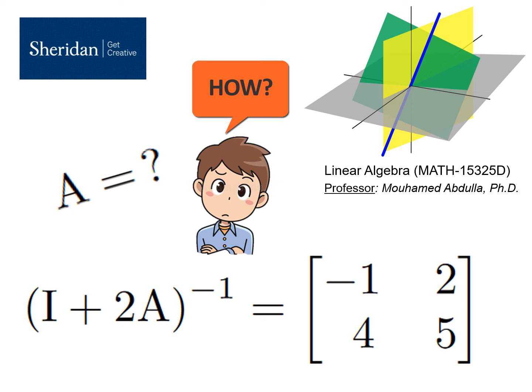So we have the following expression. We have the identity matrix. We add it to 2A. So A is a matrix. And then we take the inverse and we say it's equal to this 2 by 2 matrix. And the question is, well, how can we find A? So let's go through the steps and see how to do this.